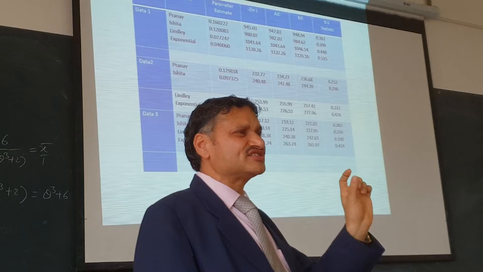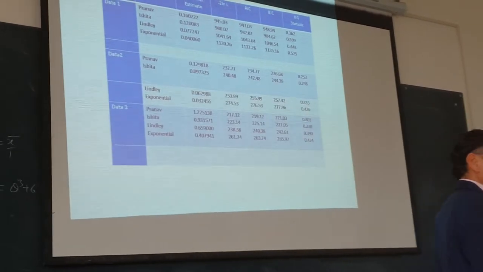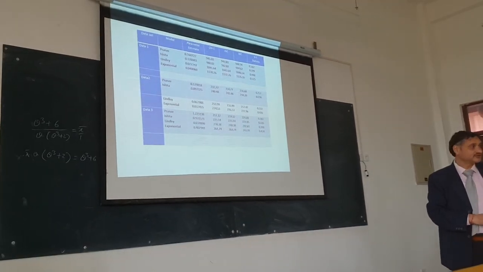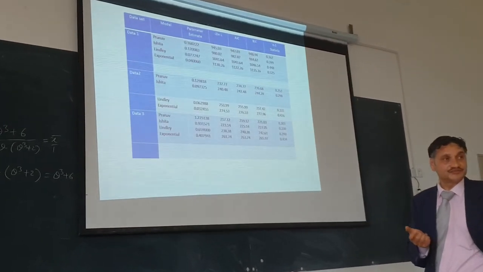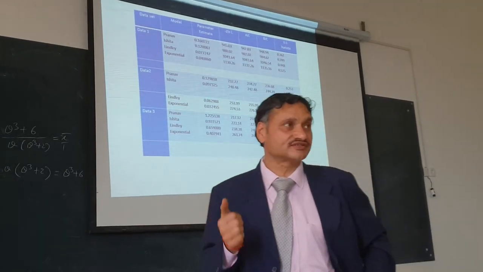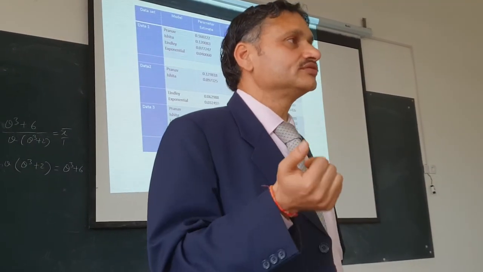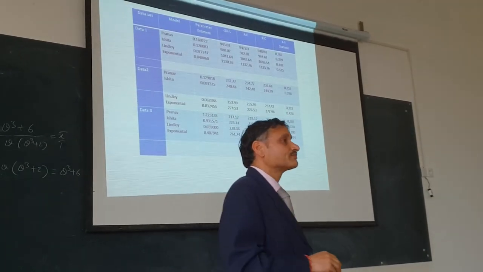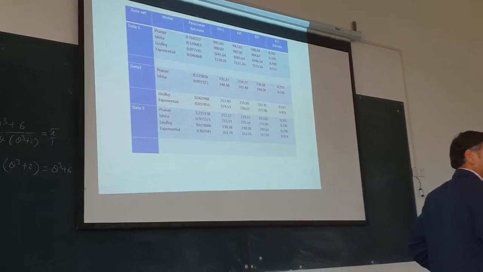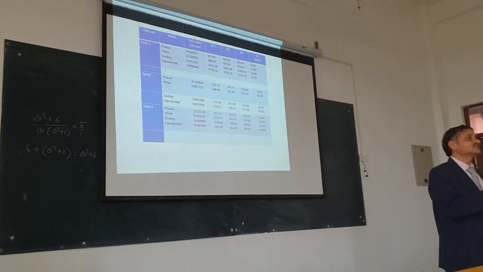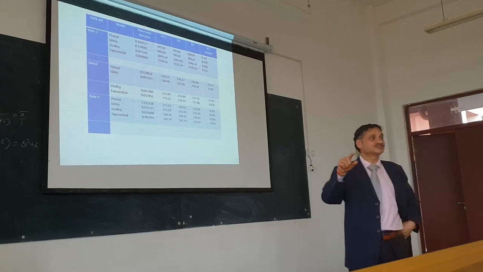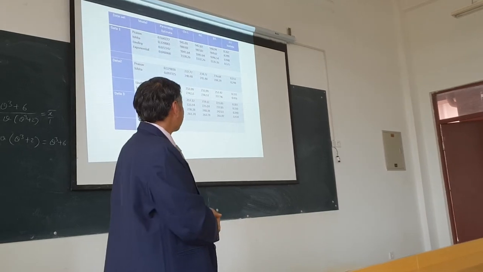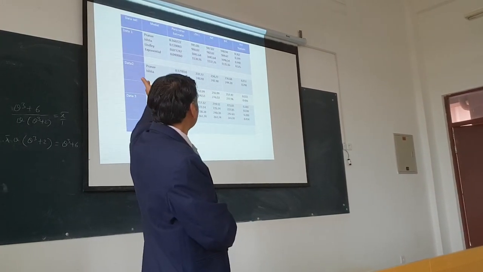AIC and BIC depend upon the parameters of the distribution. If you use only minus 2 log likelihood, it will sometimes not be good, because different distributions have different parameters. So if you are going to compare different distributions, you have to use more than one criterion: AIC, BIC, and also AICC, the corrected one, but I didn't use that. So AIC, BIC, and KS.